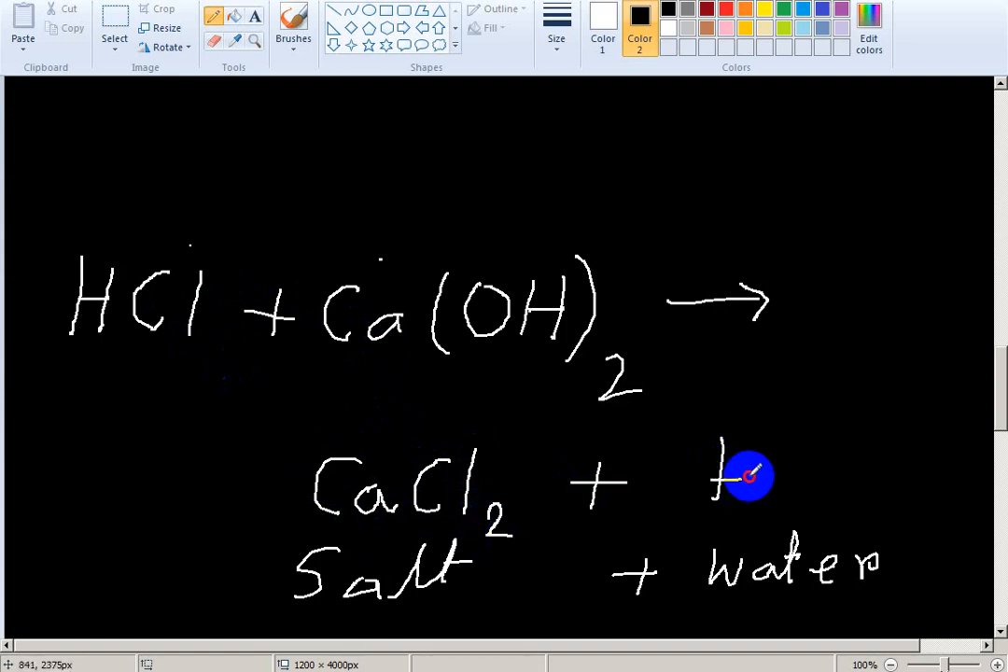Okay, and water. Is the reaction balanced? No. The chlorine here is 2, so I put coefficient 2 here. Now hydrogen is 2 here, and 2 times 2 is 4, so I should put 2 here. Oxygen here is 1, multiplied by 2 means 2. Oxygen is 2, hydrogen is 4. So this reaction is balanced.